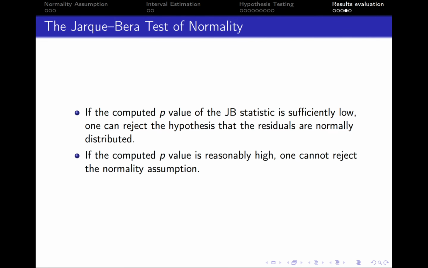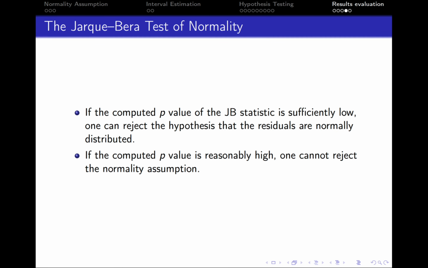Another way we can interpret the results is using the p-value. So if the computed p-value is sufficiently low, we reject the null hypothesis that the residuals are normally distributed. And consequently, we accept the alternative hypothesis that actually they are not normally distributed. And if the computed p-value is reasonably high, then we do not reject the null hypothesis and we say that the residuals are normally distributed.